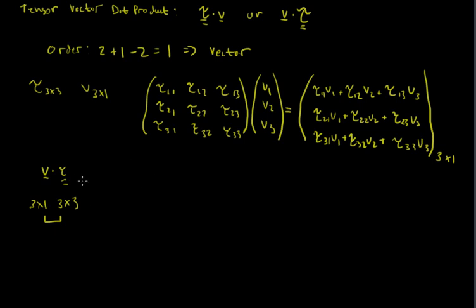What you actually have to do is switch the order of these two and transpose tau. So it would be tau transpose, and then you're going to multiply that. So that's a 3 by 3, and you're going to multiply that by your vector. Inner dimensions match, outer dimensions give us a vector. So that's the right order.